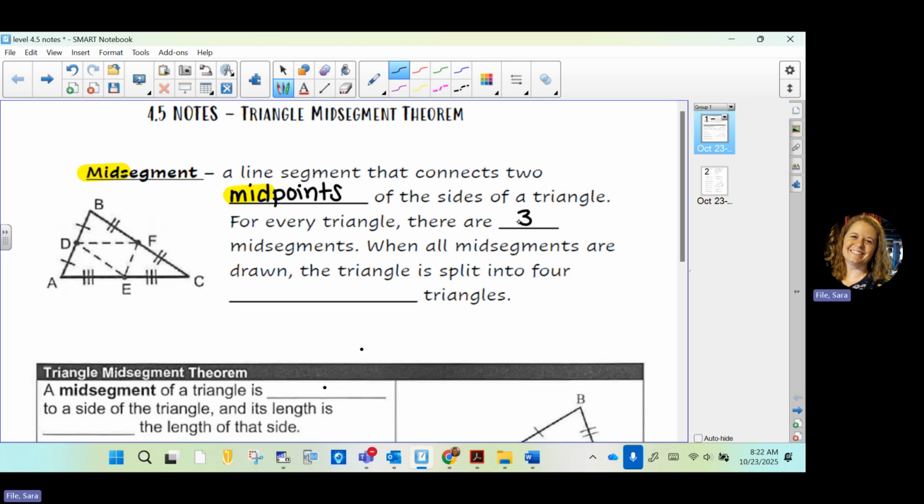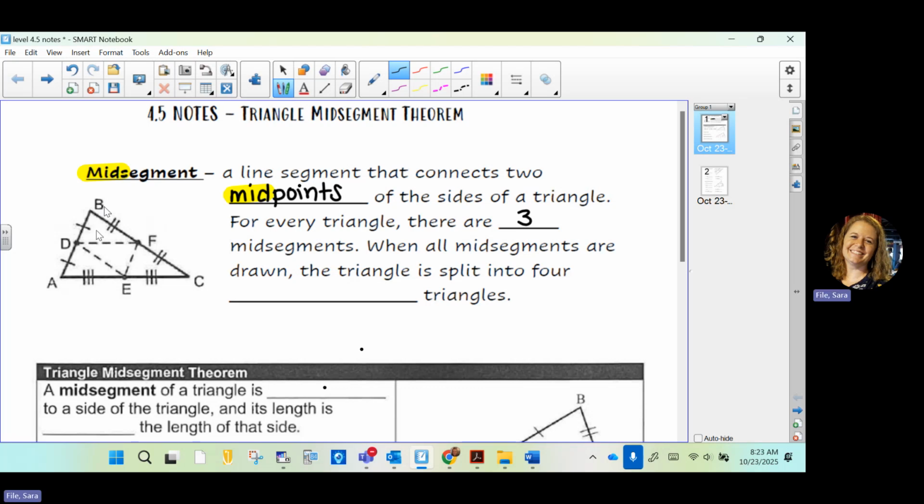Okay, so you can see in this image to the left, the dashed lines are the mid-segments. Because D, E, and F are the midpoints of the sides of triangle ABC. And when you connect midpoint to midpoint, these are mid-segments. So there's 3 mid-segments in a triangle. When you draw all 3 of those, how many triangles are created in here? How many smaller triangles do you see?